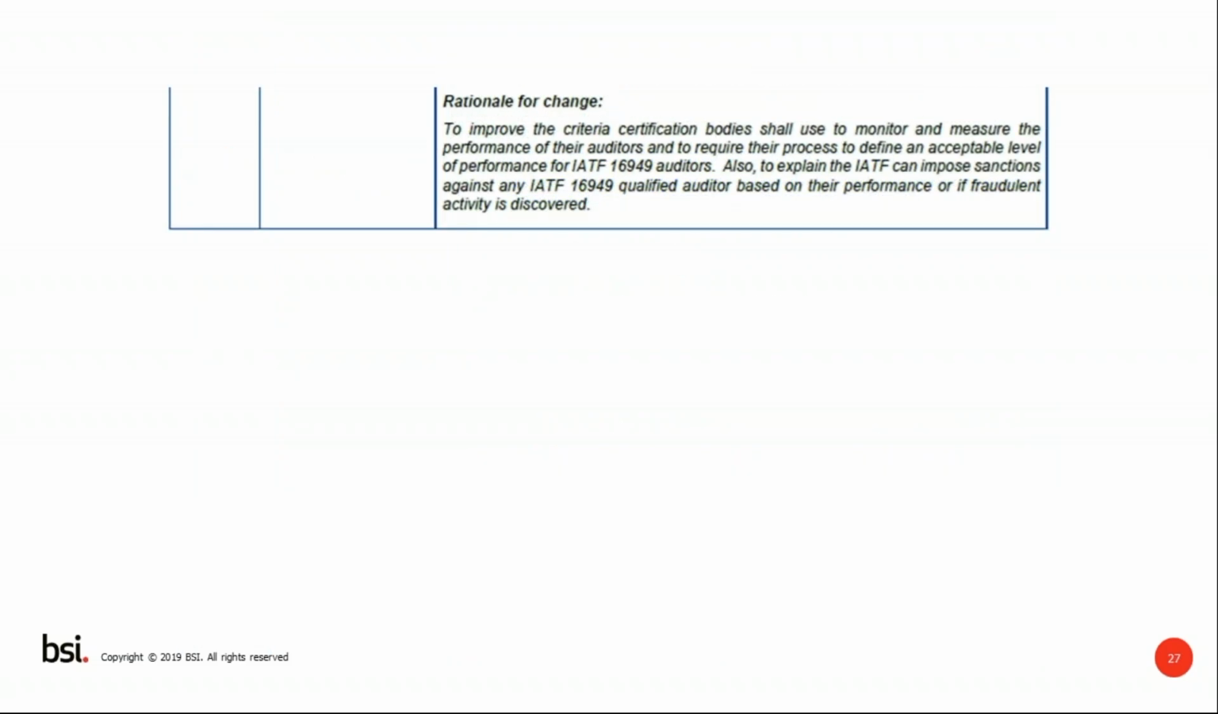And the rationale for the change from IATF was to improve the criteria certification bodies use to monitor and measure the performance of their auditors, and to require the process to define an acceptable level of performance for IATF auditors. Also, to explain the IATF can impose sanctions against any IATF qualified auditor based on their performance or if fraudulent activity is discovered. So quite a lot of controls are required to track, maintain and develop certification body auditors.